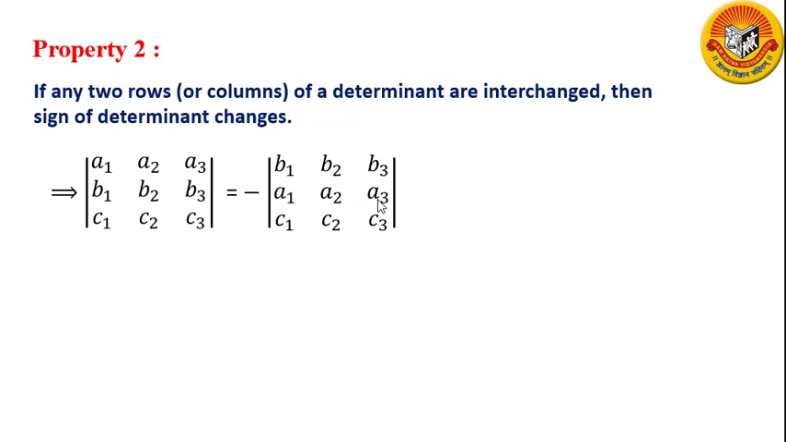So what will happen is that if for this determinant the answer is D, then for this determinant where I am interchanging the rows, I will get the answer as minus D. To make them equal, I multiply this by minus again. So the left hand side determinant, which is A1, A2, A3, B1, B2, B3, C1, C2, C3, will be equal to minus of B1, B2, B3, A1, A2, A3, C1, C2, C3. The same thing you can do for columns also.